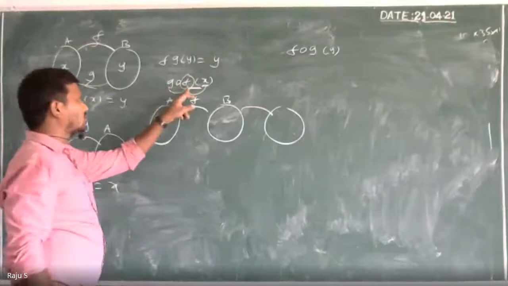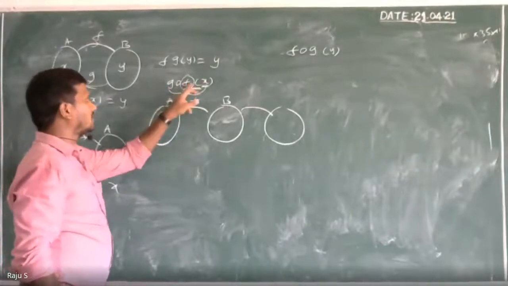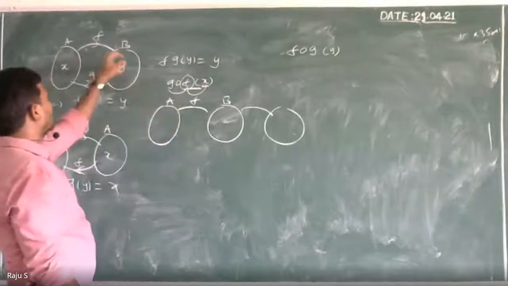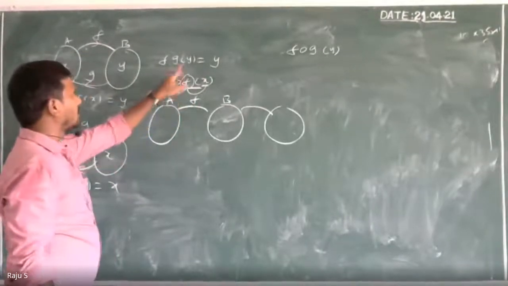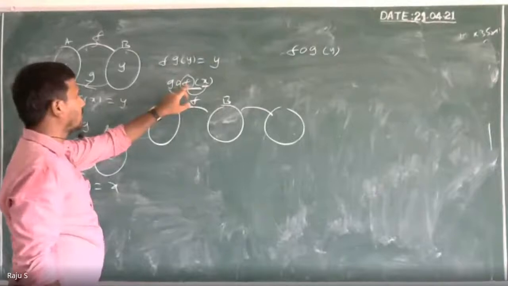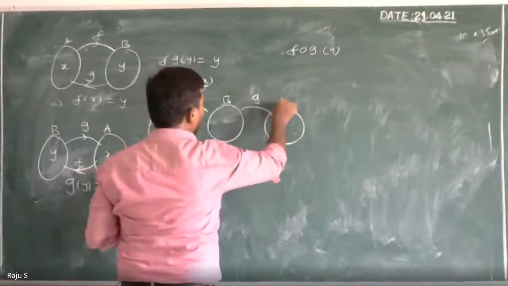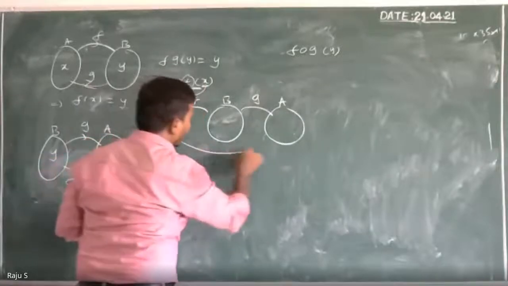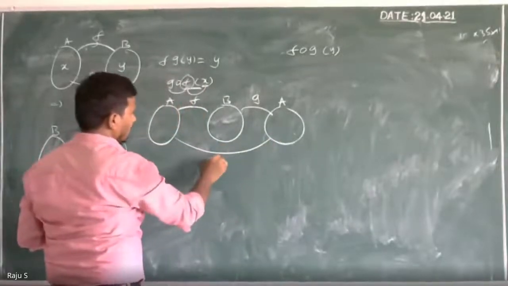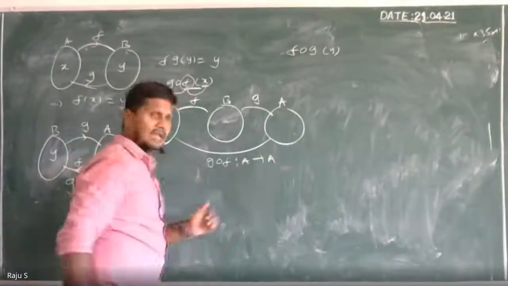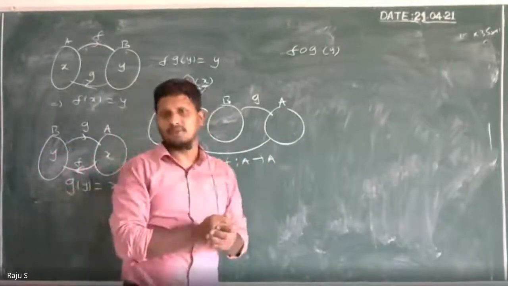So g follows f. First we take the function f, which is always A to B. Next will be g. Okay, first f, next g. g from where to where? Here, g from B to A. Finally, what about g circle f? From A to A. So actually, this is the concept of chapter 1.